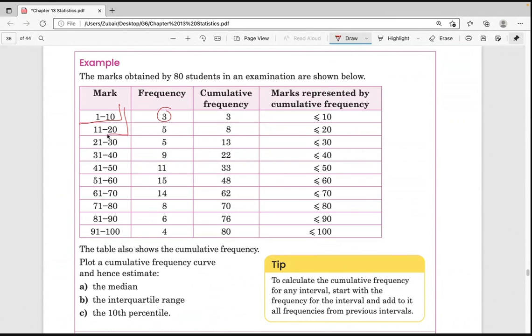And how many are less than 20? 8, that is 5 plus 3. How many are less than 30? 13, and so on. So less than 10, less than 20, less than 30 is all of those behind that number.